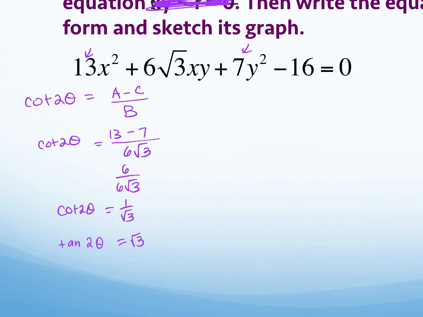If you left it as 1 over root 3, you'd have to rationalize it, but we don't want to rationalize it. So we flip it, right? Because cotangent becomes tangent, and 1 over root 3 becomes root 3. So what is 2 theta? Where on my unit circle in the first quadrant is my tangent root 3? Pi over 3. But 2 theta equals pi over 3, so I have to divide by 2, which is multiplying by a half, and I get theta equals pi over 6.